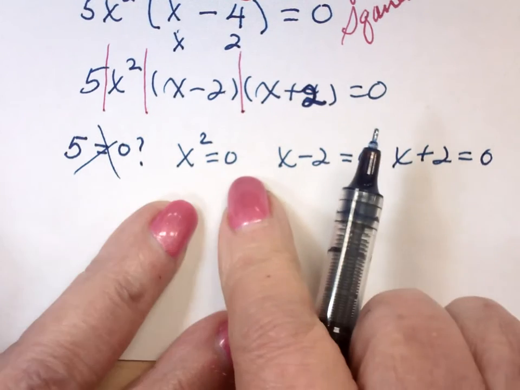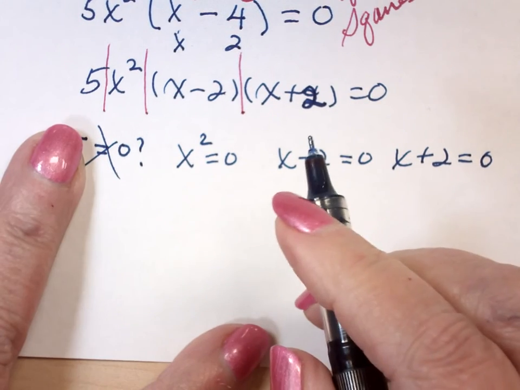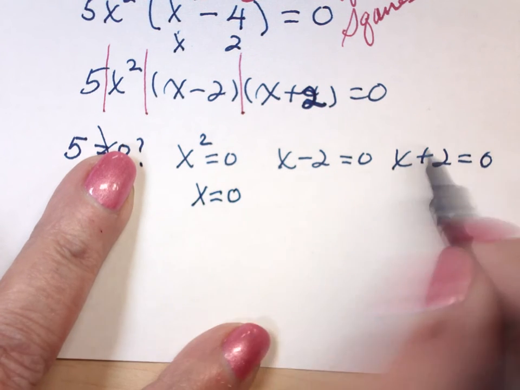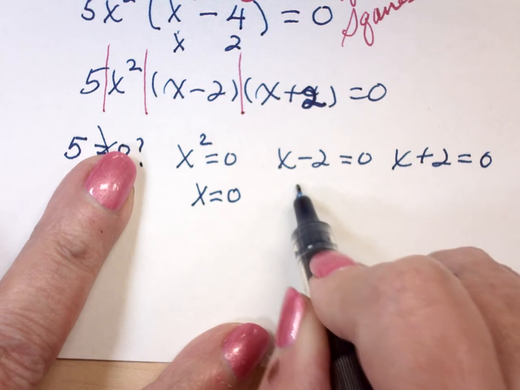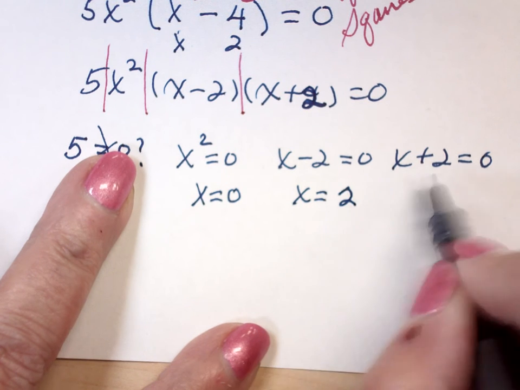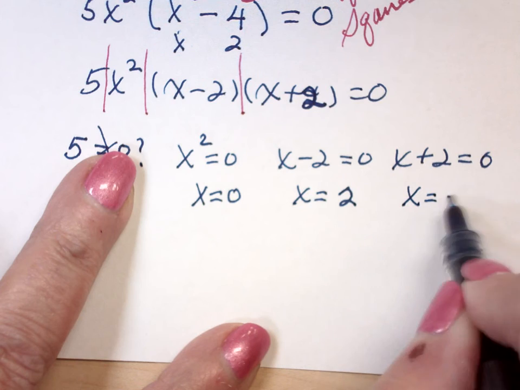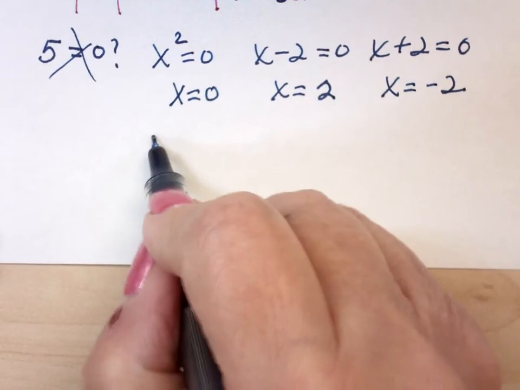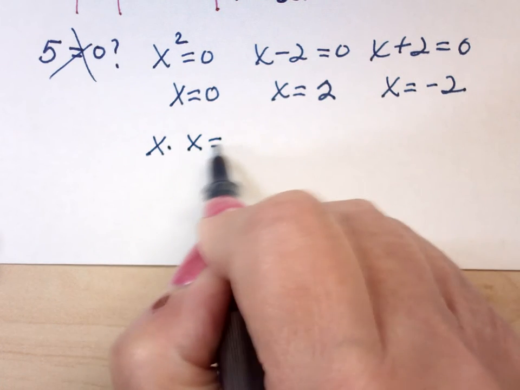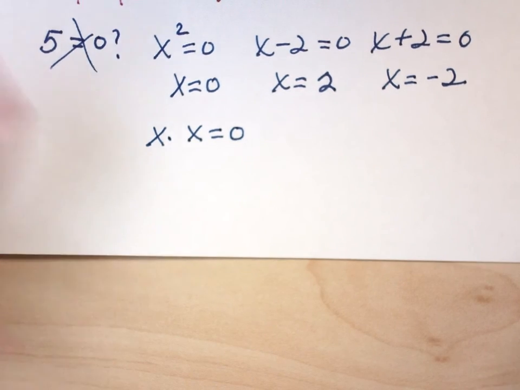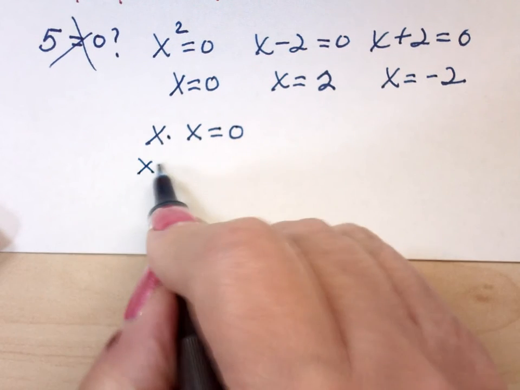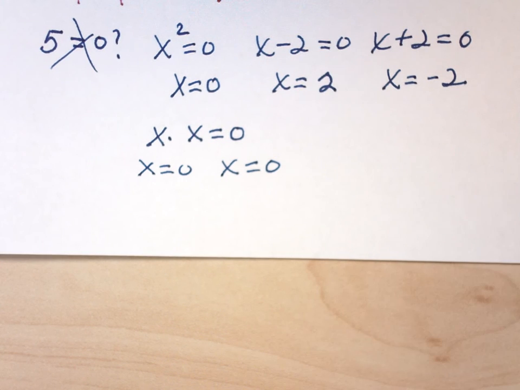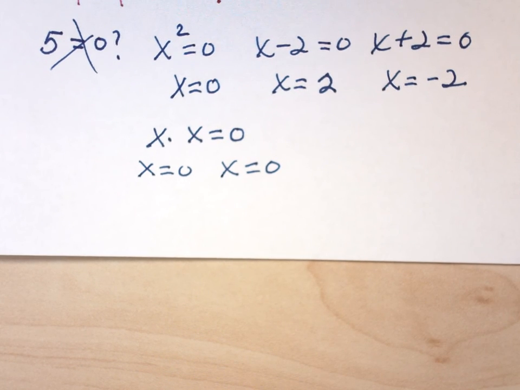If x squared equals 0, what's x? Zero. And if x minus 2 equals 0, what's x? Positive 2. And if x plus 2 equals 0, what's x? Negative 2. And when you're dealing with x squared equals 0, that's really saying x times x equals 0, right? So that means x equals 0, x equals 0. So essentially you can't get more 0 than that.